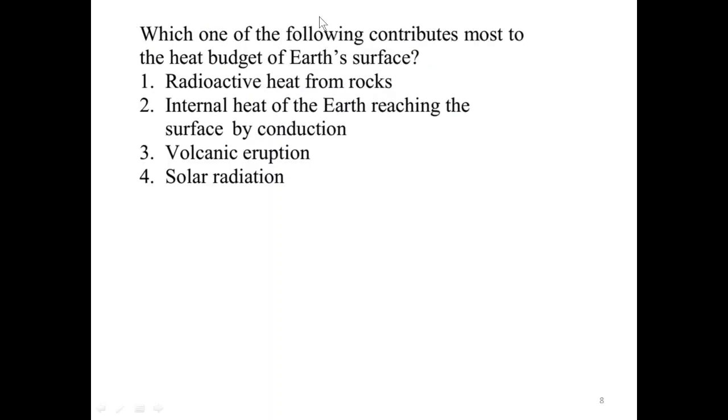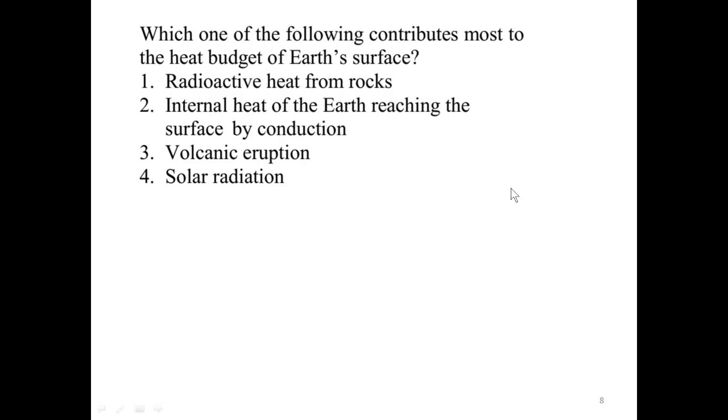Okay, which of the following contributes most to the heat budget of the Earth's surface: radioactive heat from the rocks, internal heat of the Earth reaching the surface by conduction, volcanic eruption, and solar radiation. We have already done one question in the previous lectures.